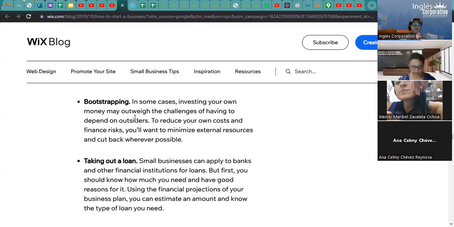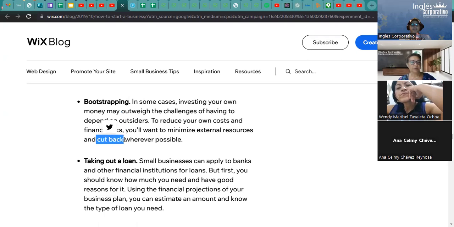We know that bootstrapping is about investing your own money. So let's check, what is outweigh? Actually, it's going to decrease. Challenges. Because you are not going to depend on people from outside of the company, you decide, so that will be easier in that way. But you need to be careful about the money that you spend. This word is very important.